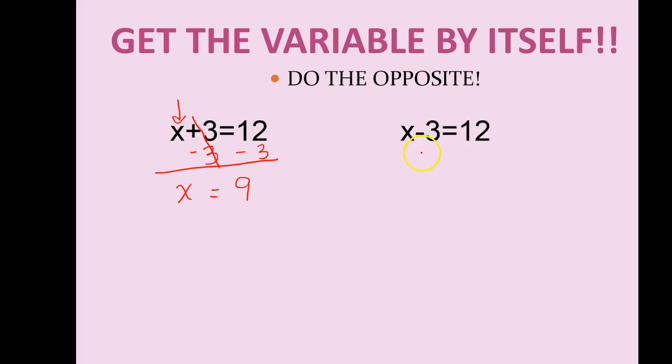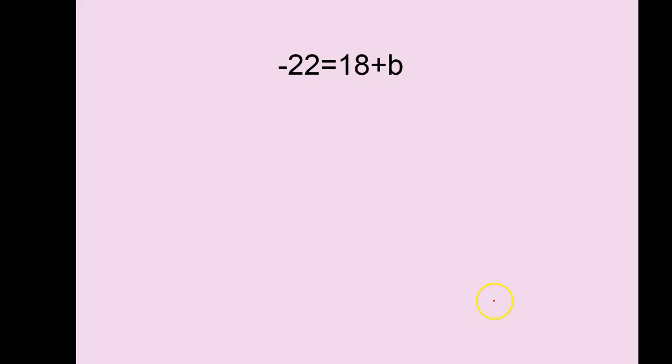Pause the video and try to solve for x here. I'm going to add 3 to both sides. I'm doing the opposite of minus 3, which is plus 3. And again, you see I'm doing it to both sides of the equation. So now they cancel, and I have x equals 12 plus 3 is 15. We have lots of practice problems more than anything.